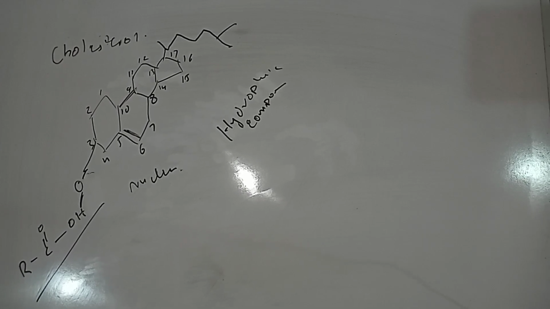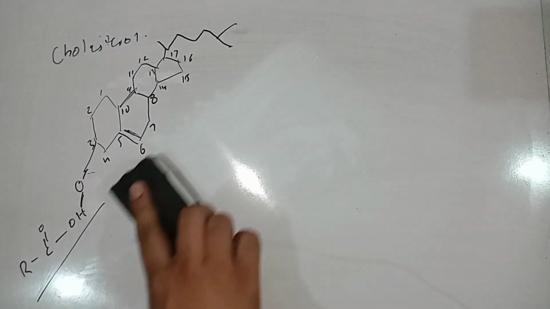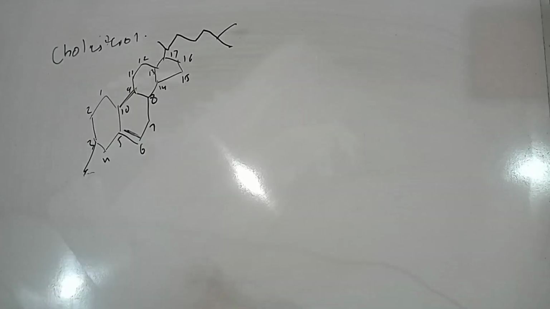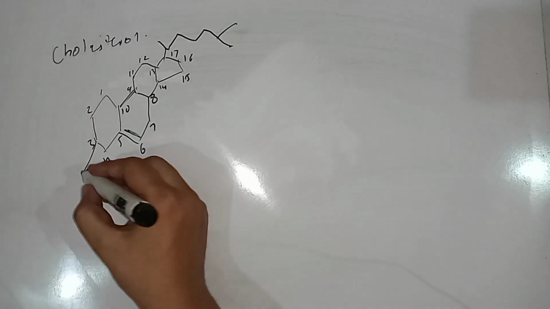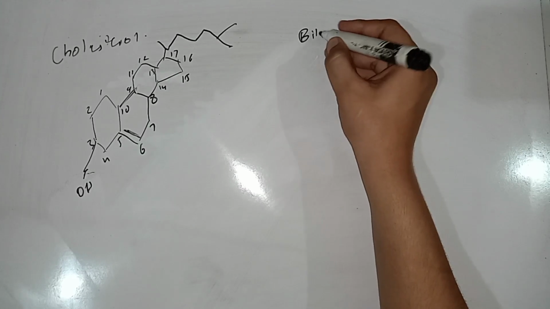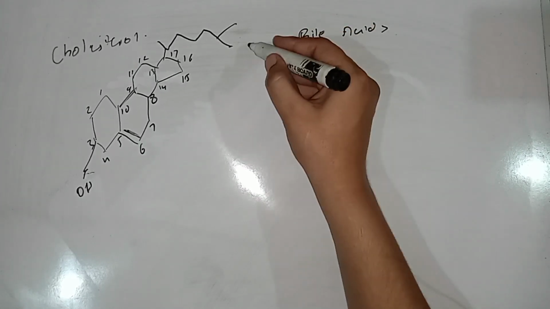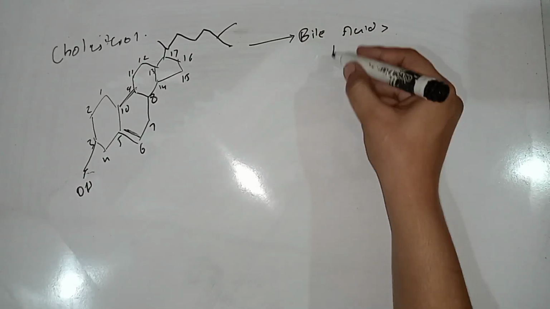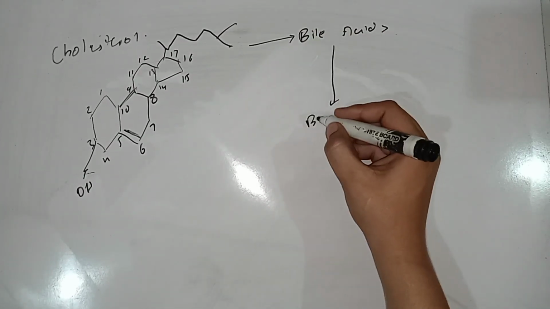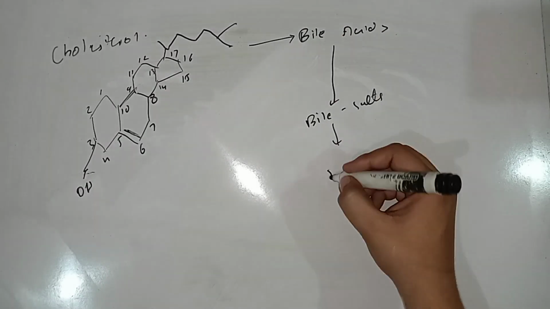So next we come to bile acids and bile salts. What are bile acids and what are bile salts? This is the structure of cholesterol. Bile acids are produced in the liver from cholesterol. In the liver, cholesterol is converted to bile acid, and then bile acids are converted later into bile salts, and these bile salts are then released into the bile.